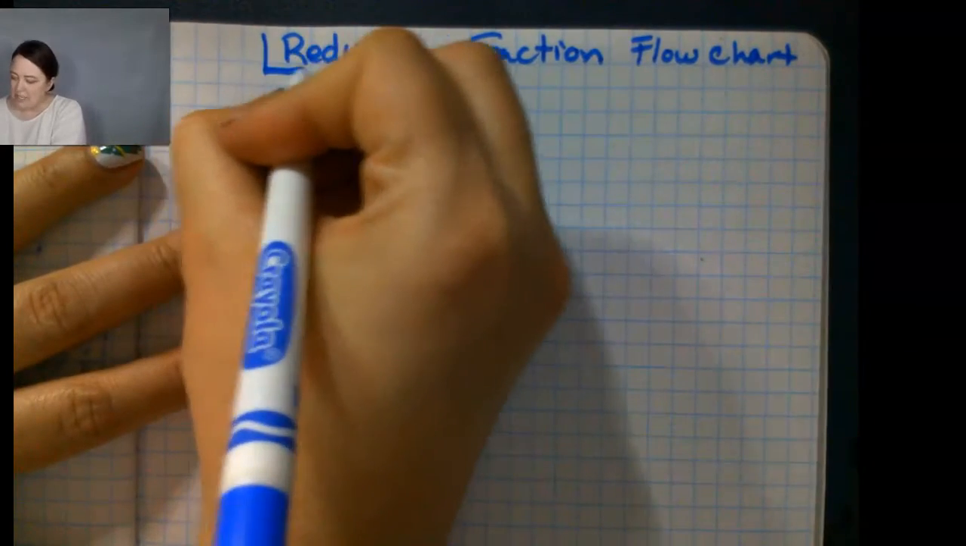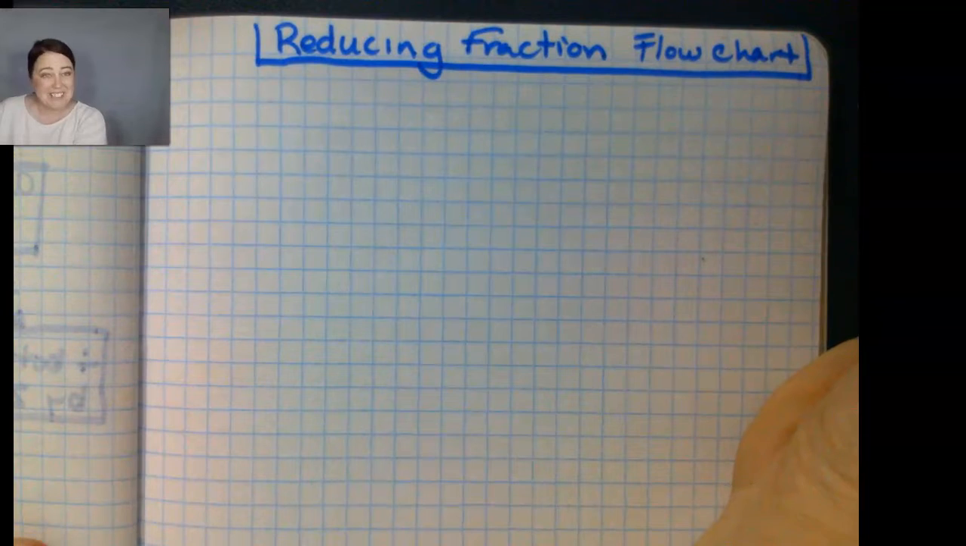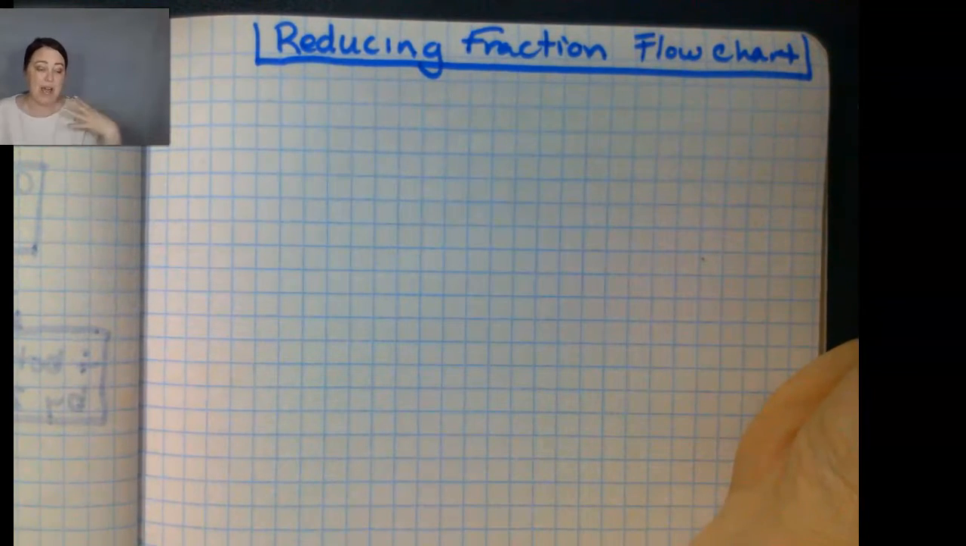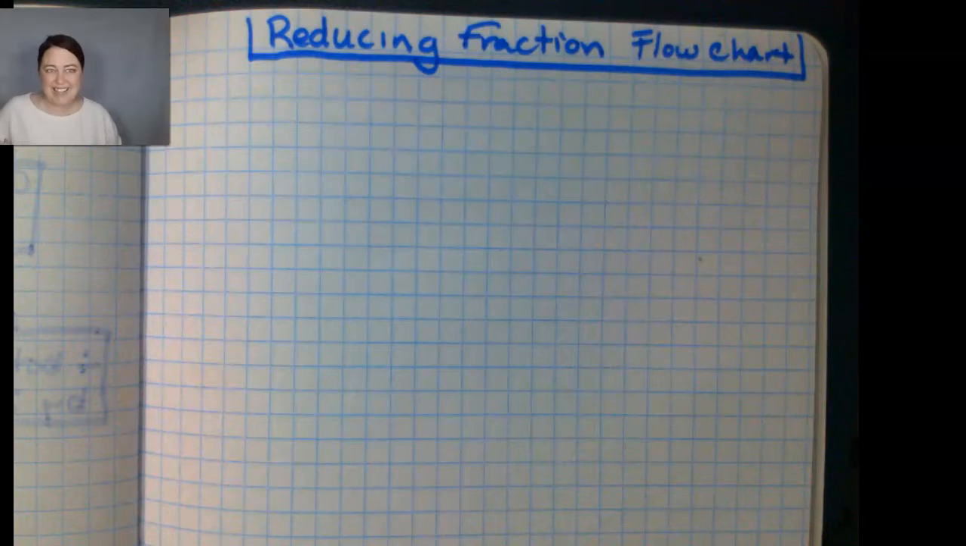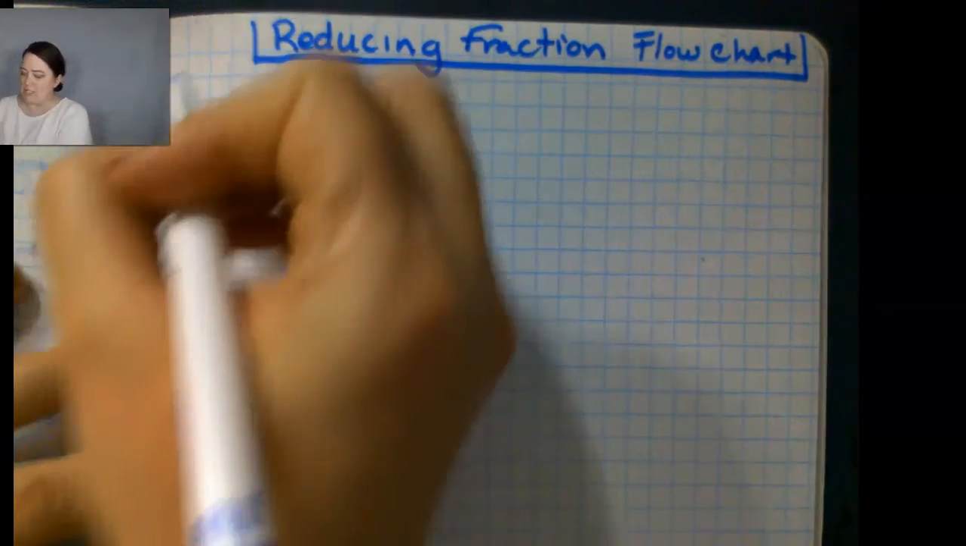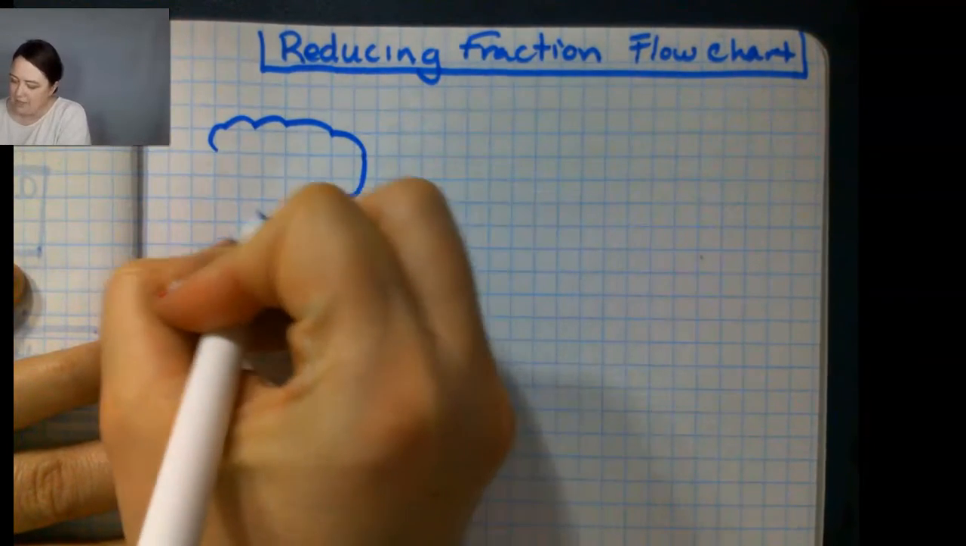Now there is a reason why we do reducing fractions after learning about the rules of divisibility, because there's going to be a few of these that are definitely utilizing those rules of divisibility. So for reducing fractions, the first question we ask ourselves, and when we ask ourselves a question, I make it a bubble.